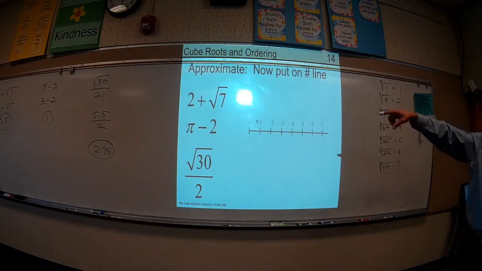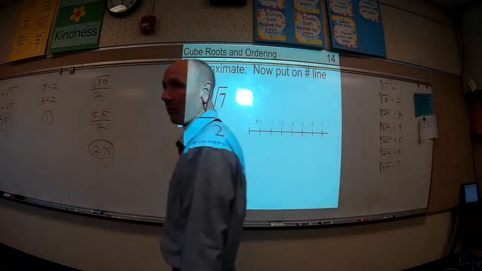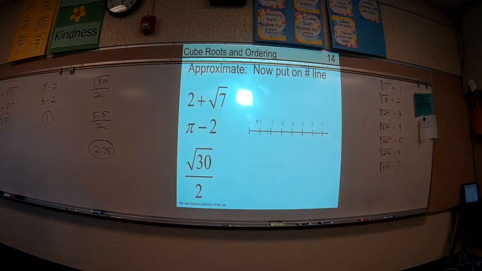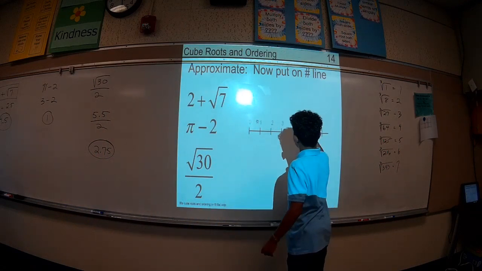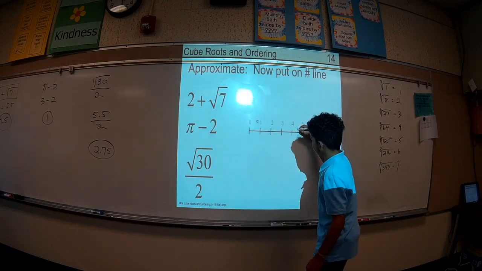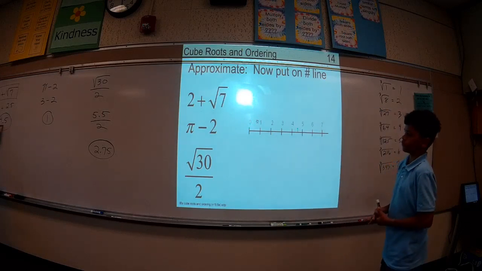So let's take these numbers and let's put them on a number line. Let's call this A. And A is 2 plus the square root of 7. Who can put A on my number line? You get to walk up. Get up here, Griffin. He's going to put A on the number line. I've got a marker for you up here. Griffin is putting A on the number line. Check that out. He used the approximation, didn't he?